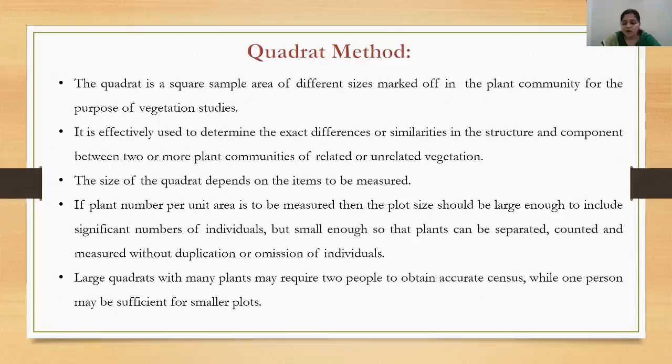But care has to be taken that it should not be so small that the plants cannot be separated and counted, and they should be counted without duplication or omission of any individuals. Then large quadrats with many plants may require two people to obtain an accurate census, while one person may be sufficient for the smaller plots. So depending upon the size of the quadrat, the number of persons will also vary.